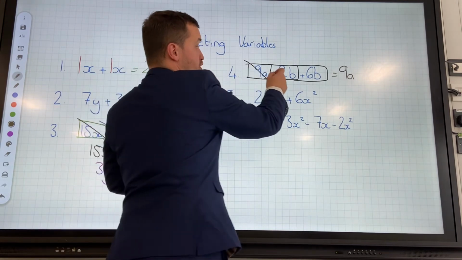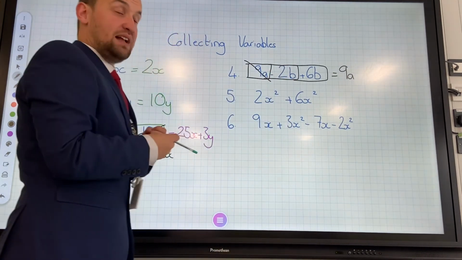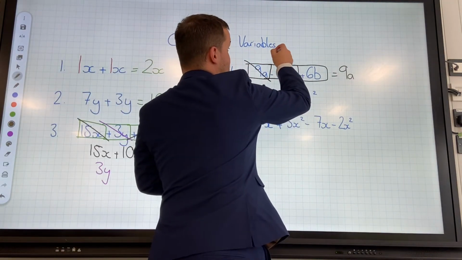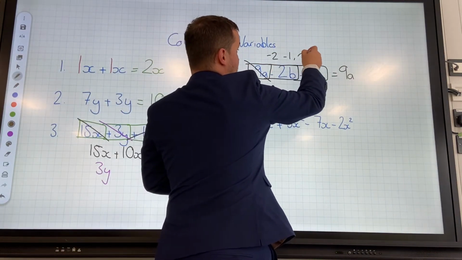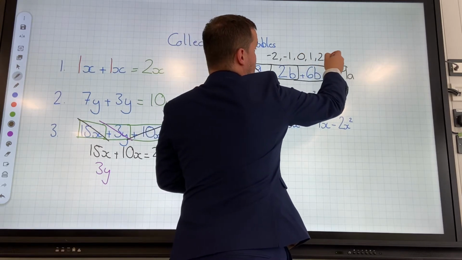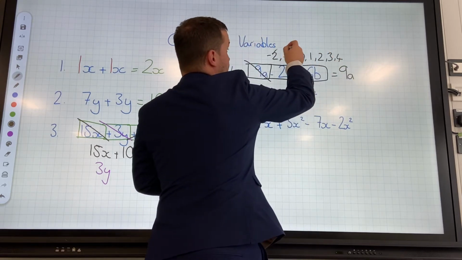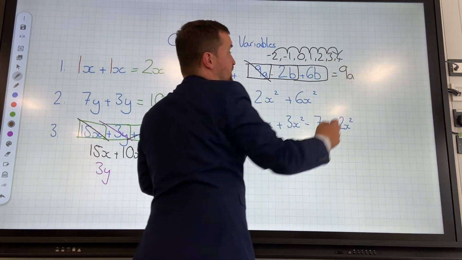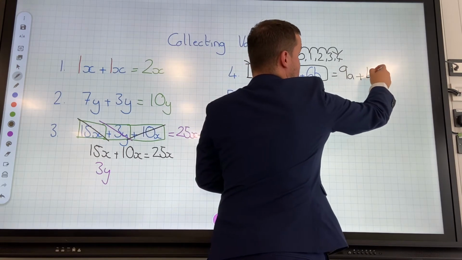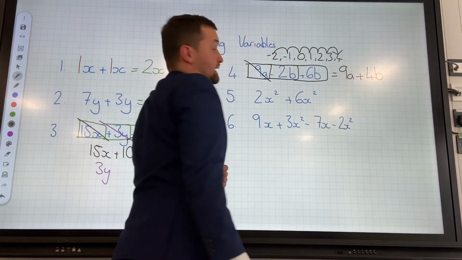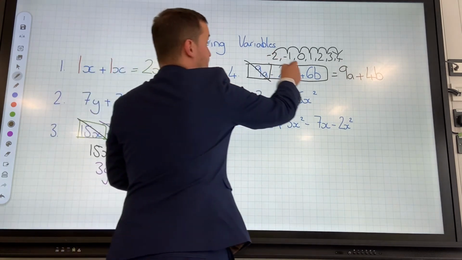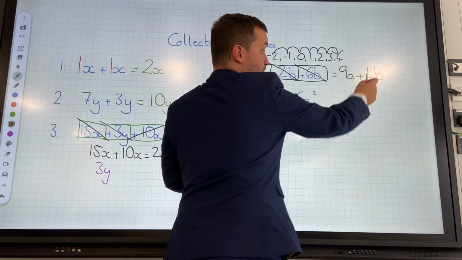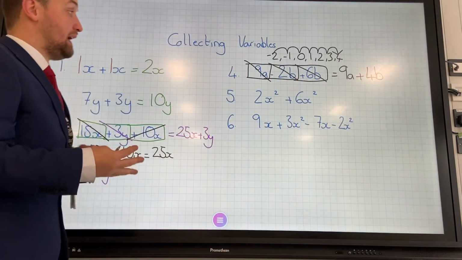We've got minus 2b plus 6b. Now think back to adding negative numbers. Okay, we're going to add, so we're going to start at minus 2, minus 1, 0, 1, 2, 3, 4. So we're going to go 1, 2, 3, 4, 5, 6. Okay, so we've got 9a plus 4b. Okay, can we simplify those? No, we can't. Why? Because we've got an A there and a B there. A's and B's are different. We can't add them together.